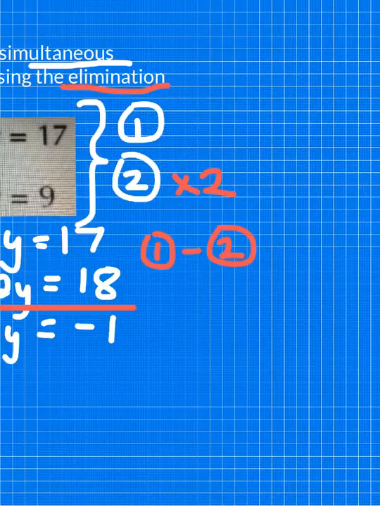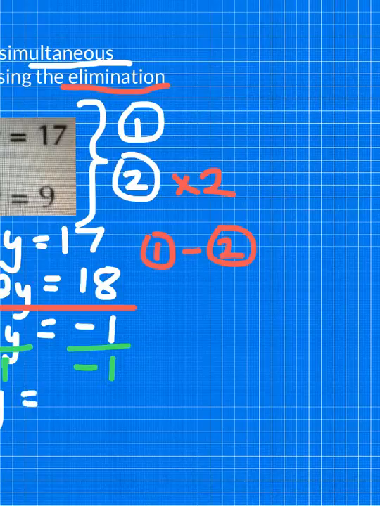To answer the question fully, I need to get the value of y. So to get rid of the minus 1y, I divide by negative 1. I do that on both sides in order to balance the equation. And so y is equal to negative 1 divided by negative 1, which is 1. I've solved half the puzzle now because I found what y is equal to.